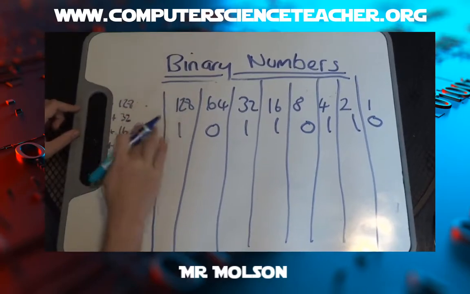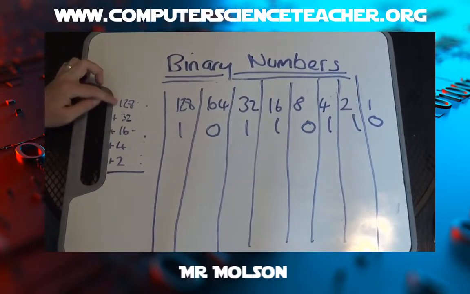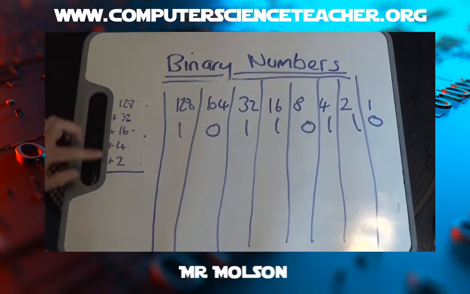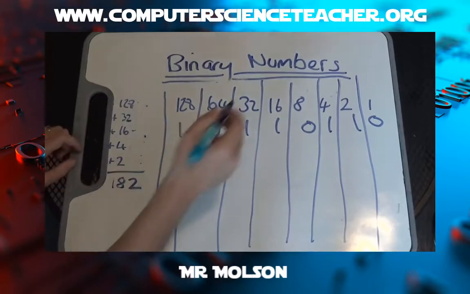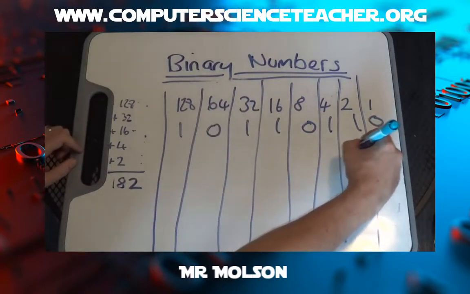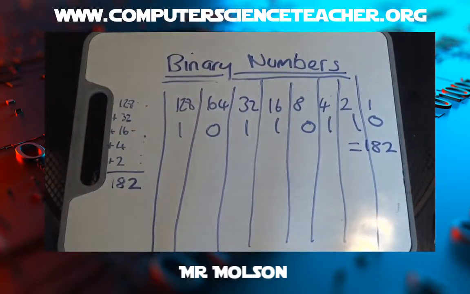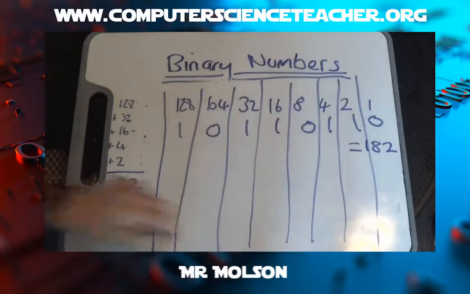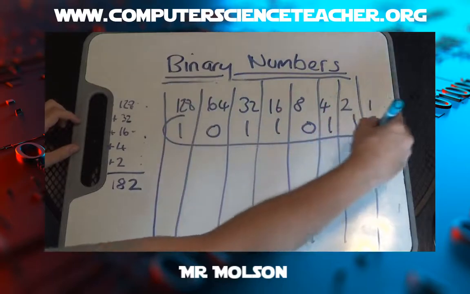Okay, so I add all those together. We can get rid of all those times 1s, can't we? So I can just add all those together. We got 128 plus 32 is 160, plus 16 is 176, plus 4 is 180, plus 2 is 182. So this number in binary is 182 in decimal. Hopefully that's a pretty simple mechanism just to convert a binary number into its decimal equivalent. So there's its decimal equivalent, and there's our binary number.